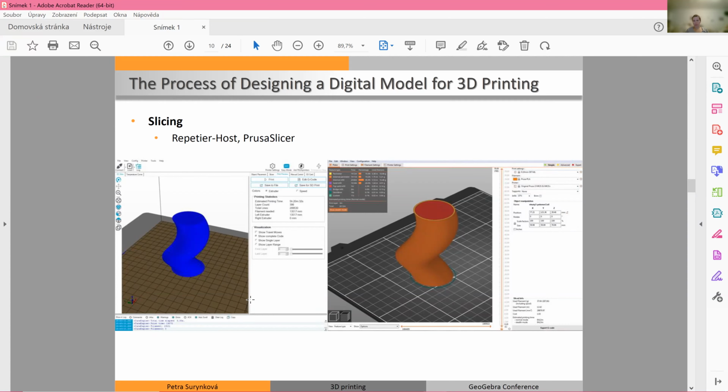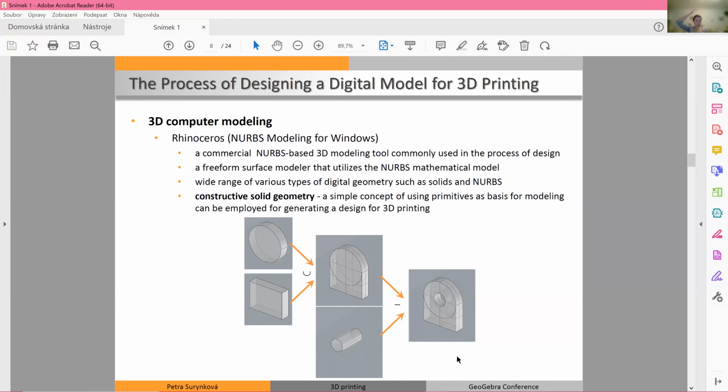So it's perfect. GeoGebra is very simple to use, also by students. When I'm teaching this and preparing some models for teaching, my students are also using GeoGebra. They are preparing the models for printing, so they are helping me. It's not only that they are just watching what I'm doing with 3D printing, but they can join the process of designing, at least with GeoGebra. Of course, there are also other programs, not only GeoGebra, but also other professional modeling software. I just wanted to show you that, for example, I'm using Rhinoceros for 3D computer modeling.